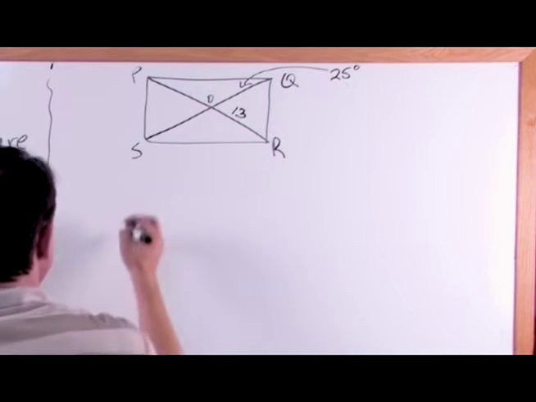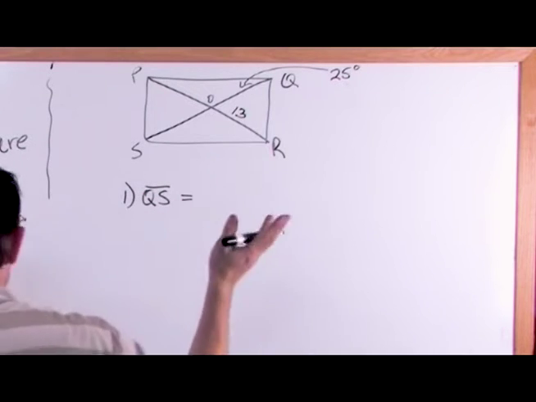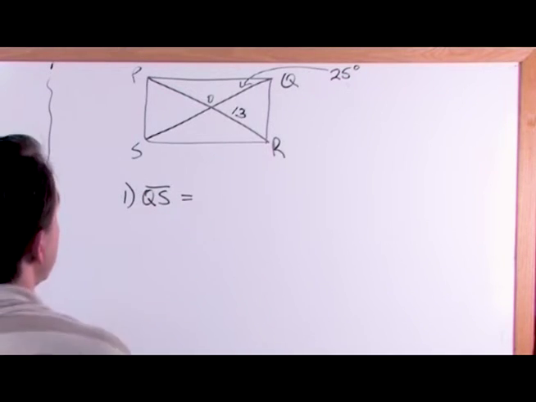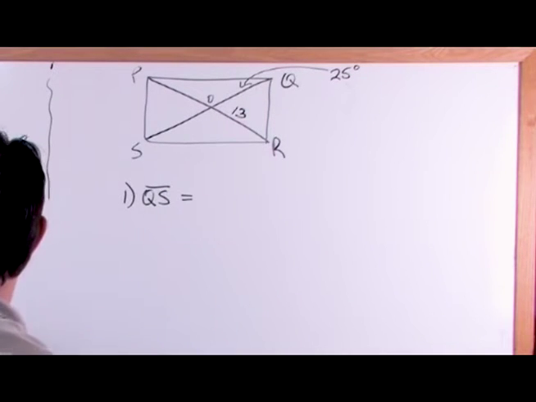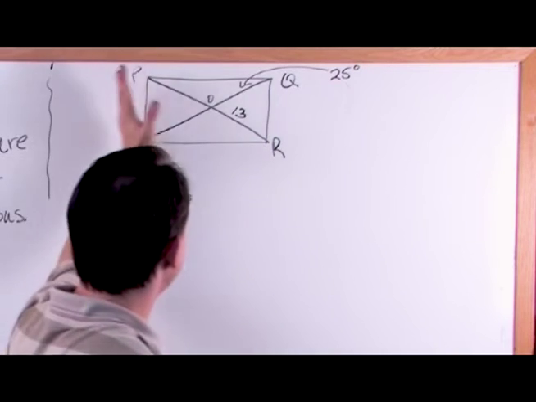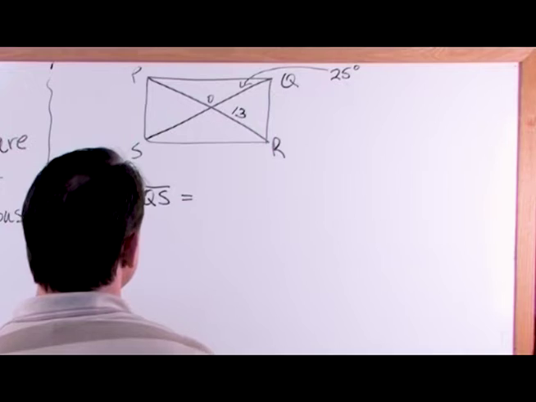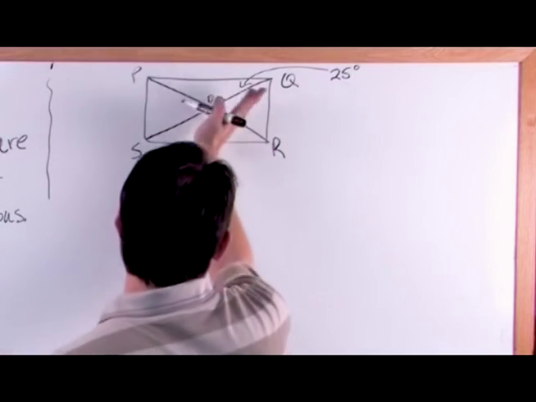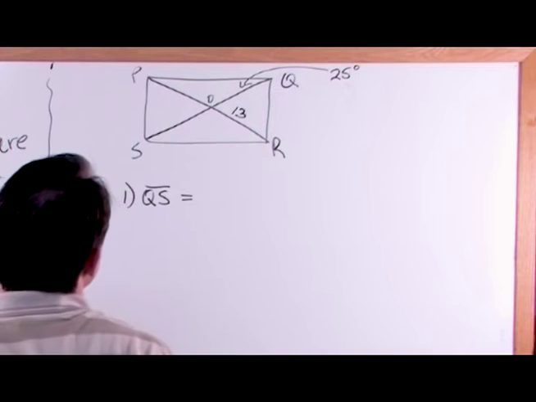So what if I want to find, and this is typically how your problems will go, it'll say find QS. QS is the length of this here. Now, let's look at our theorem. The diagonals of a rectangle are congruent. This is a rectangle, it's given to you there. And so the diagonals of a rectangle are congruent. So that means that this line is equal in length to this line, right?